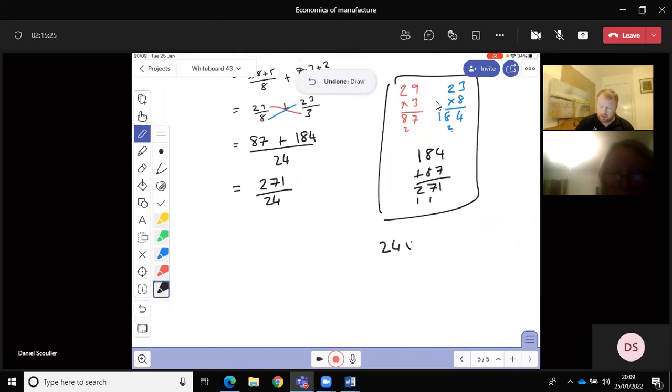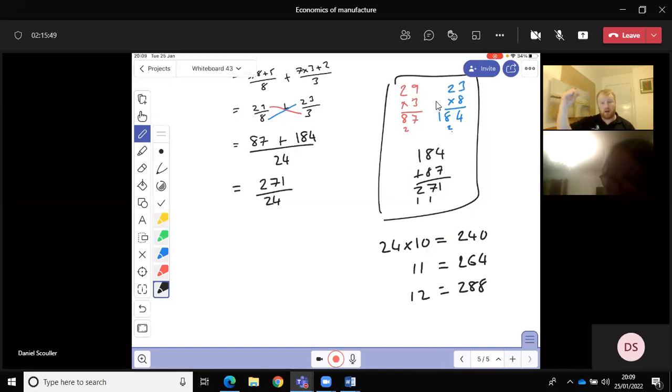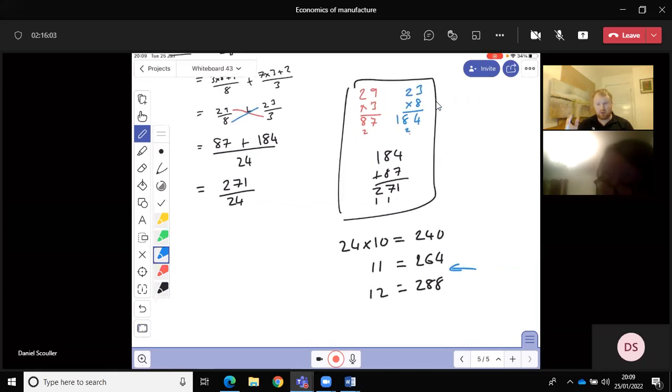So I know 24 times 10 is 240. Okay, so times 11 would be another 24, which is 264. 12 would be another 24 on top of that, which would be 288. So instead of writing out 24, 48, and so on, I just go to 24 times 10 and then add 24, add 24. It's just a wee time saver if something like that comes up.